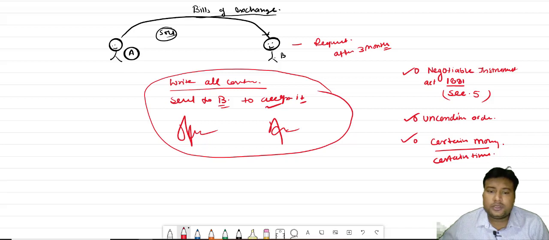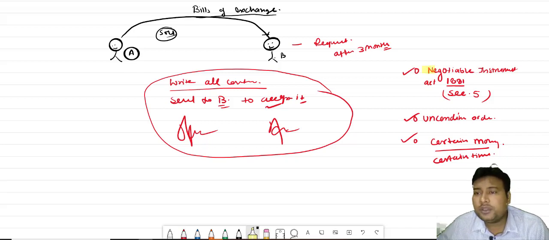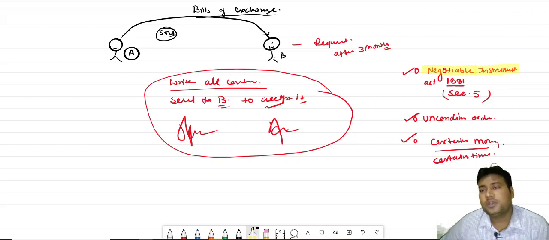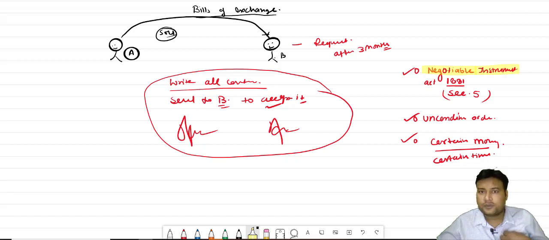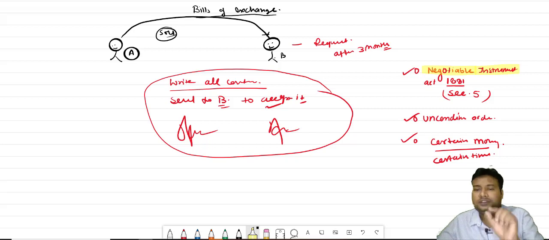Before going to the definition, understand the meaning of negotiable. A negotiable instrument is one which can be transferred from one person to another person. Like suppose if you give the bill of exchange to me, I'm the seller, so I can transfer that bill to someone else also. Like a cheque can be transferred from one person to another. Suppose one cheque is a bearer cheque, whoever holds the cheque will receive the payment. Similarly, in the bill of exchange also, bacha, whoever holds the bill of exchange will get the amount. That's why bills of exchange is known as a negotiable instrument.